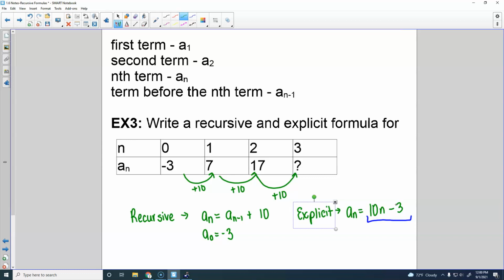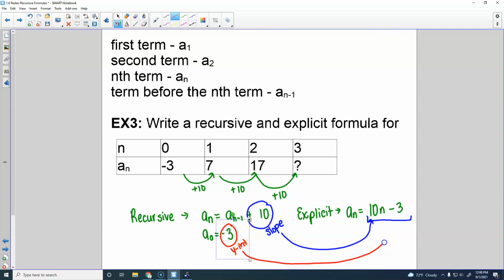All right, so, we're going to stop here in just a second. So, I've got 10n minus 3. And this is going to work because if I plug in 0, I get negative 3. If I plug in 1, that's 10 times 1 minus 3, which gives me 7. If I plug in 2, 10 times 2 is 20, minus 3 is 17, right? So, a trick here. If this is arithmetic, right, if you are adding something each time, then this number right here is always your slope over here. And this number right here is your y-intercept over here.